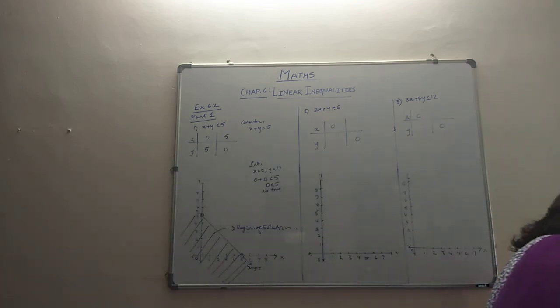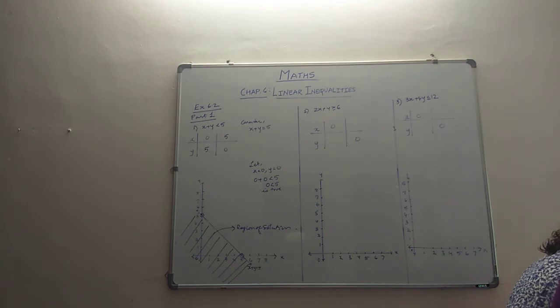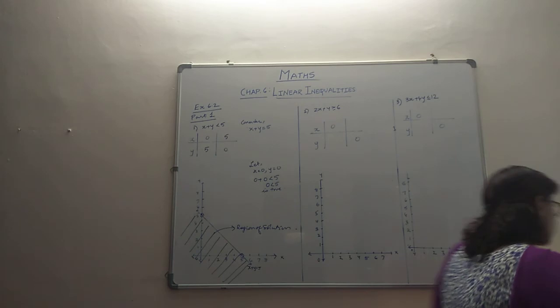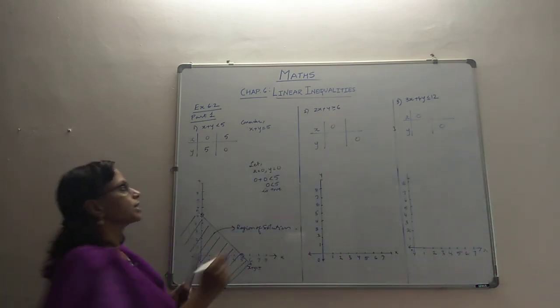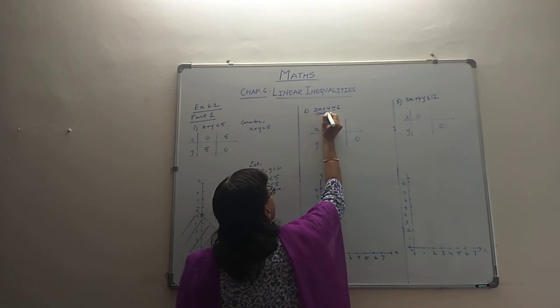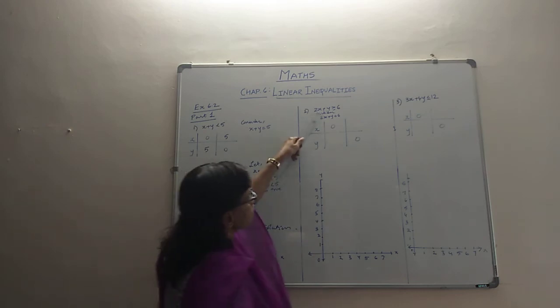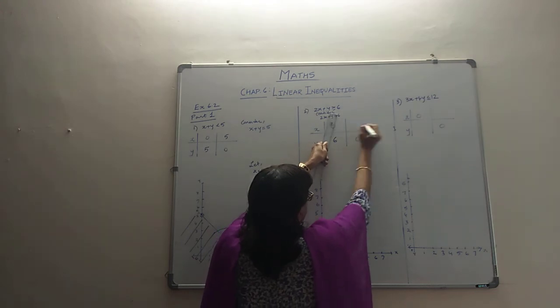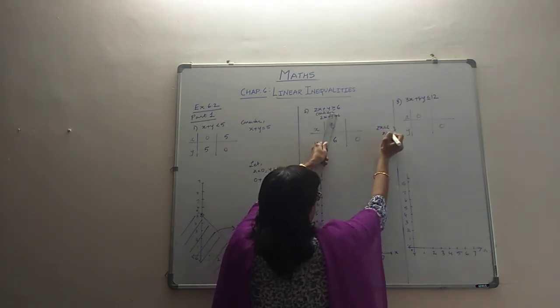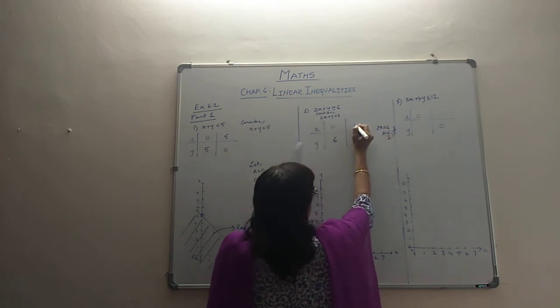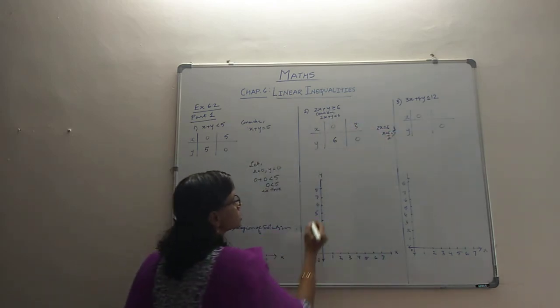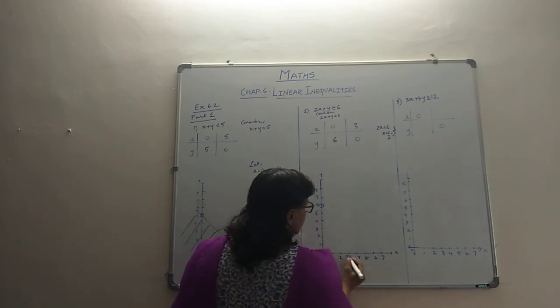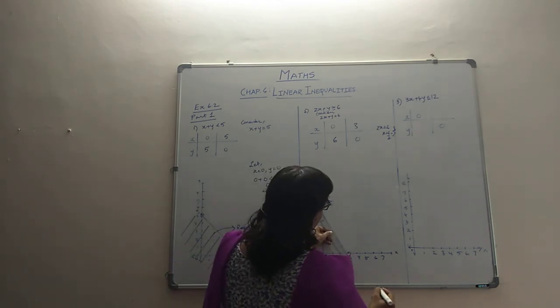Okay, then let's check whether 2x plus y is greater than or equal to 6. Same thing, we will consider 2x plus y equal to 6. To get these values, first we substitute x as 0. When x is 0, y is 6, and when y is 0, 2x is 6. That means x is 6 by 2, which is 3. So we take these 2 points, 0, 6 as the first point and 3, 0 as the next point. You can have the line drawn.